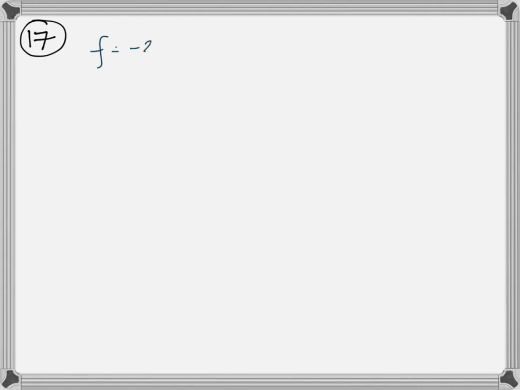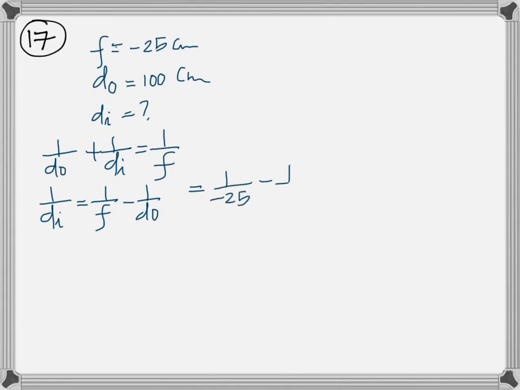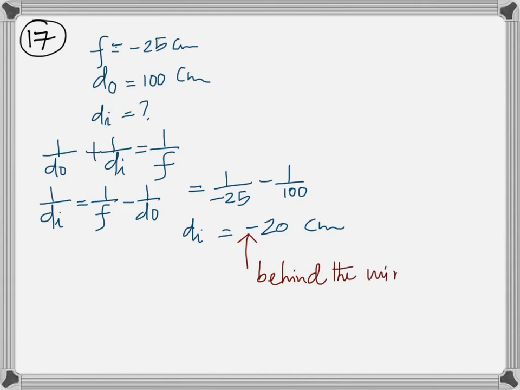In this question, focal length is -25. DO is 100. DI is to be found. And that's the formula: 1 by DO plus 1 by DI is 1 by F. Make 1 by DI the subject. So 1 by F minus 1 by DO. Be a little bit careful on these calculations. Negative shows that it's behind the mirror and that it's a virtual image.